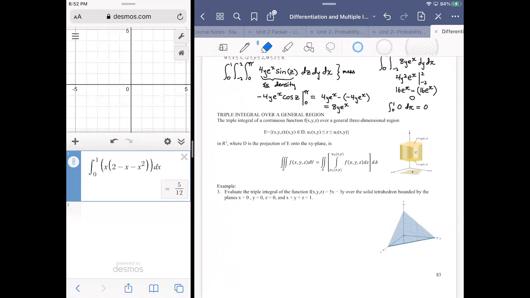83 number 3. All right, so this one's talking about a triple integral, which kind of makes sense. We're on the triple integral page.